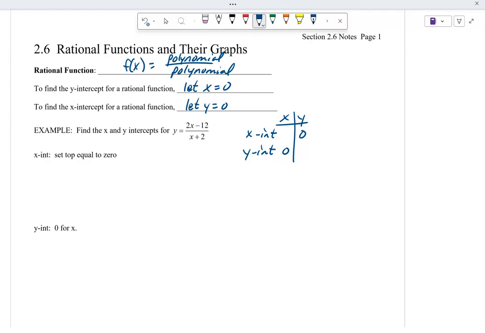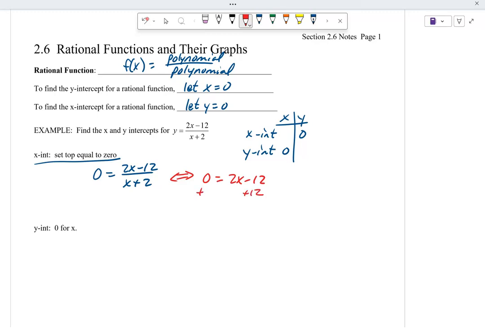So let's go ahead and let our y be 0. Now, what makes this true? Well, if our numerator is 0, then 0 over x plus 2 would be 0, and that would make it true. So all we have to do is take our numerator and set it equal to 0 for a rational function, and that would be finding our x-intercept.